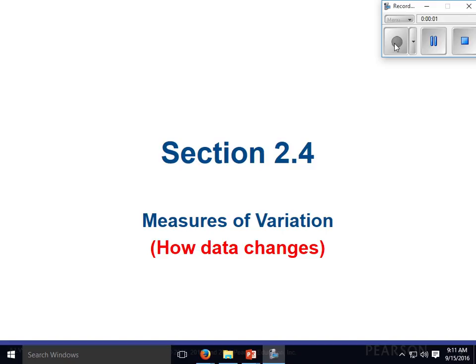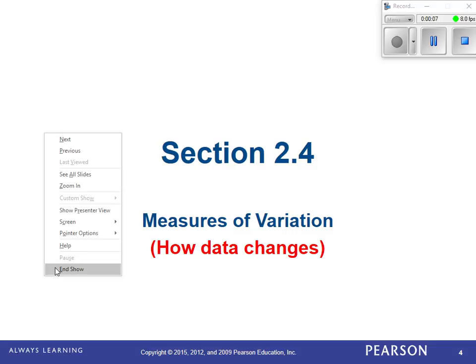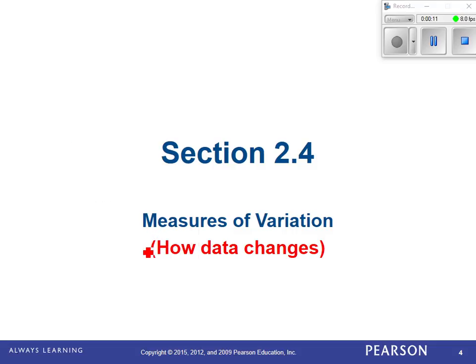All right, this is the lesson over section 2.4, measures of variation. All variation means is how data changes. Last time we talked about how things are in the middle of the data. Well, variation talks about how it changes across the data, or from one end to the other. How the lowest one differs from the highest one, or how they differ all the way through the set.